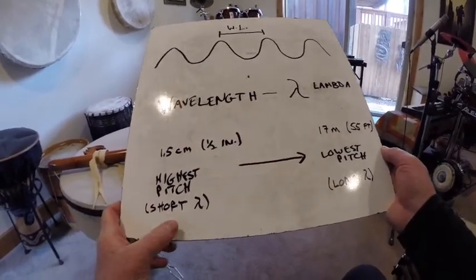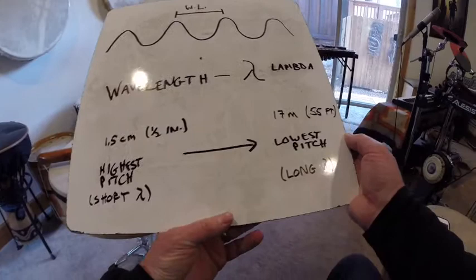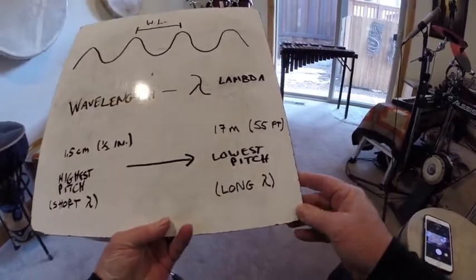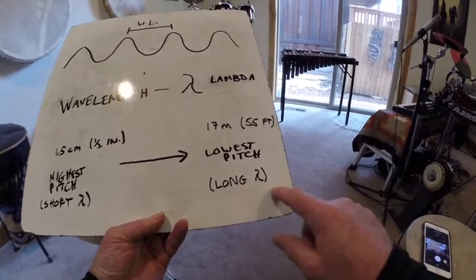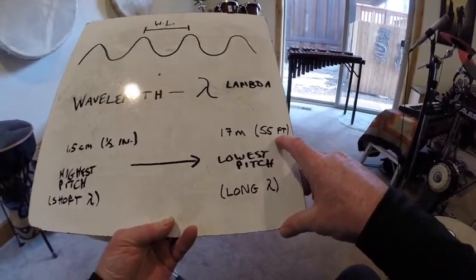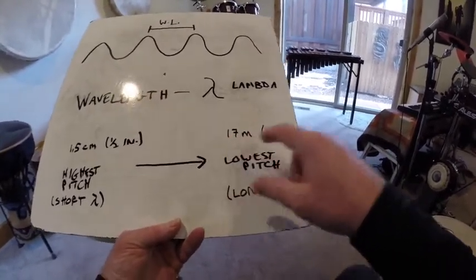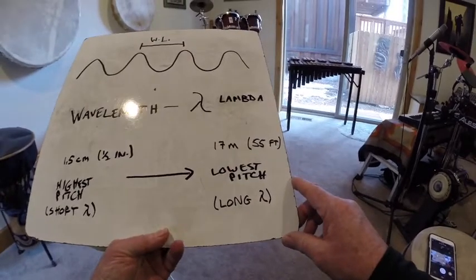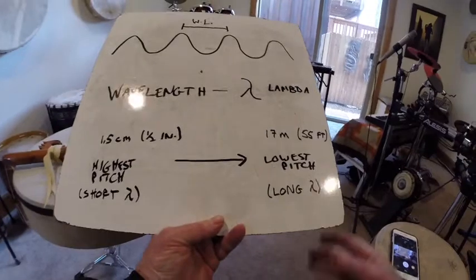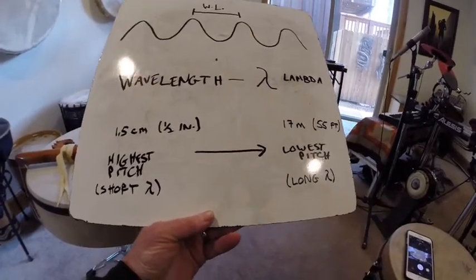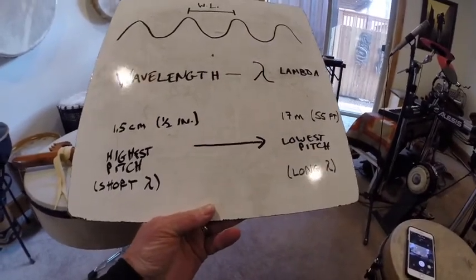So you want to protect your hearing when you're younger so you can keep hearing all those beautiful sounds out there. The lowest pitch that humans can hear, the longest wave, is more than 50 feet long. It's 17 meters. So this also tells us something about listening to music in a concert setting.